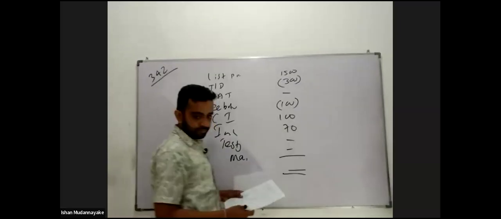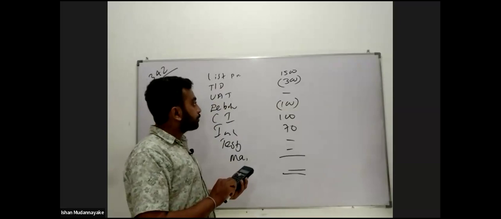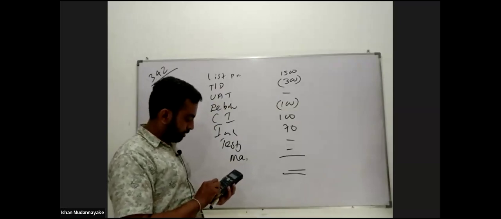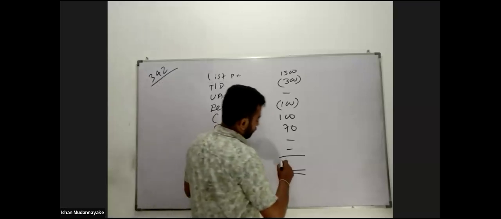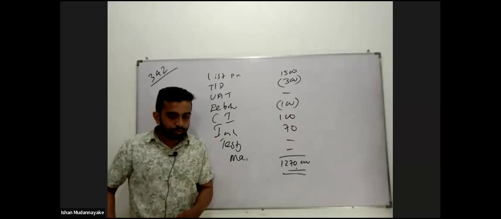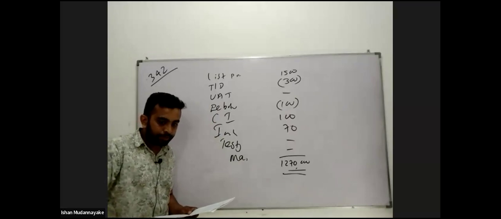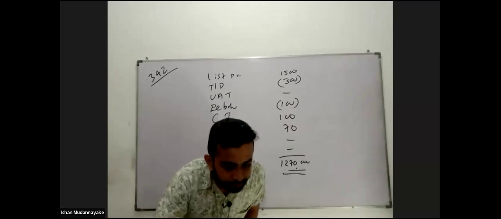The value of the machine: 1,500 minus 300 minus 100 plus 100 plus 70, that is 1,270, which is 1,270,000. Yes, Amani's answer is correct. Clear? Amani clear. Kapilash clear. Sunita clear.